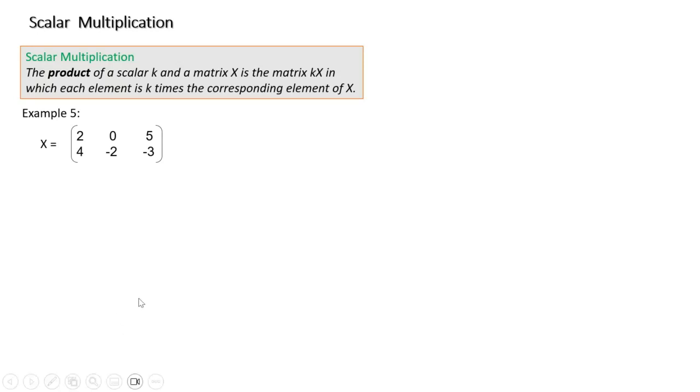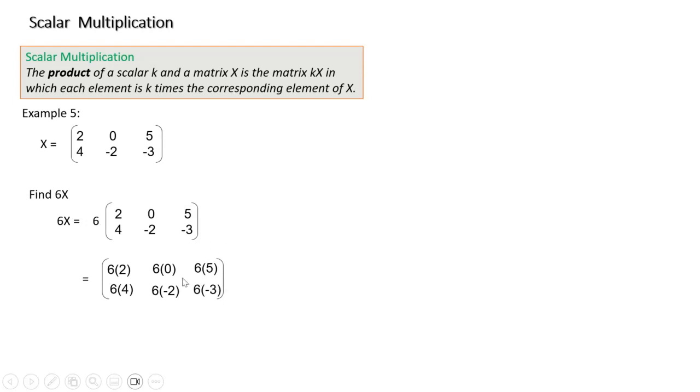Let's do example 5. So they want you to find 6X, right? That means 6 times matrix X, which in other words, you're going to multiply 6 times every element in matrix X. This will give us 6 times 2, 6 times 0, and 6 times 5. And then for the second row, 6 times 4, 6 times negative 2, and 6 times negative 3.